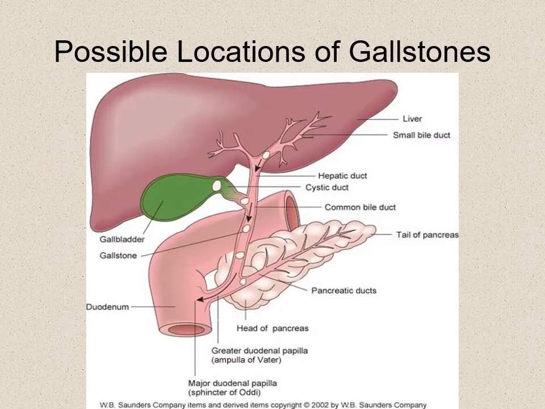There's your possible location of your bile stones. So you see it here in the ducts coming from the liver. There's your cystic duct, blockage right here at the entrance into the gallbladder. Coming down through the common bile duct, you see them there. You also see them at the entrance to the pancreatic duct and can be quite painful.